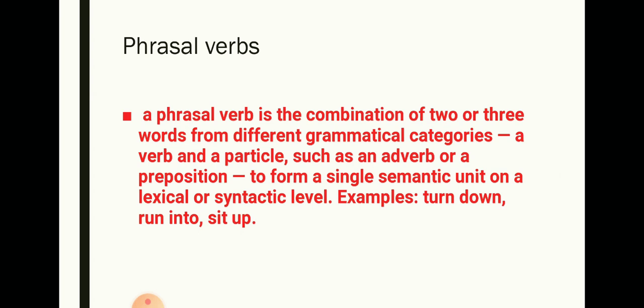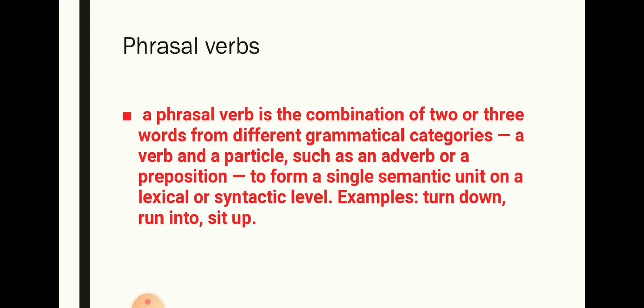Phrasal verbs are a combination of two or three words from different grammatical categories, a verb and a particle, such as an adverb or a preposition, that form a single semantic unit on a lexical and syntactic level. For example, we have a main verb plus a preposition. It never takes the meaning we already know for the verb or the preposition. It takes an entirely new meaning for that particular sentence. That is the main difference of a phrasal verb.